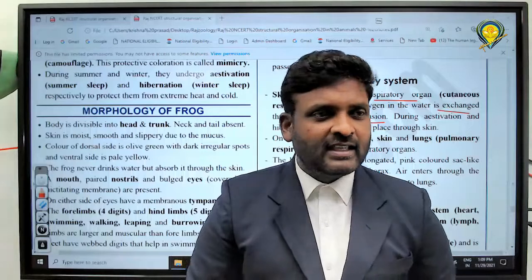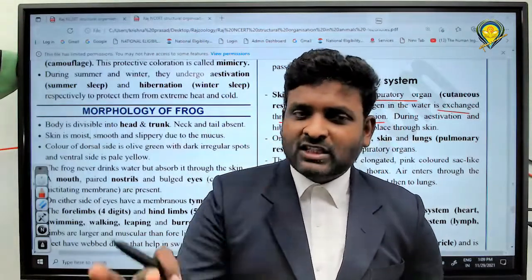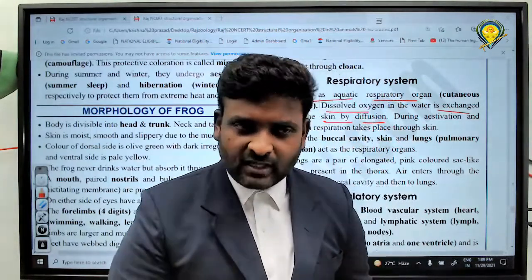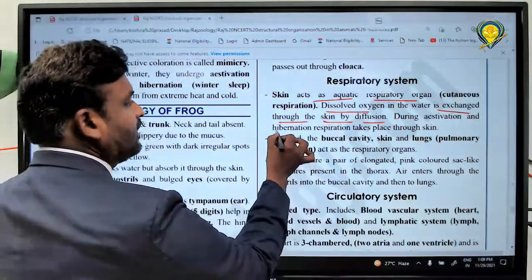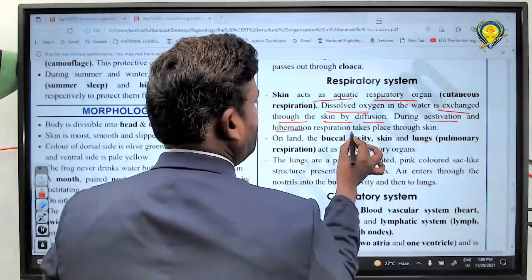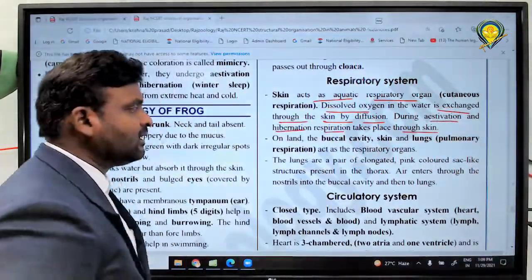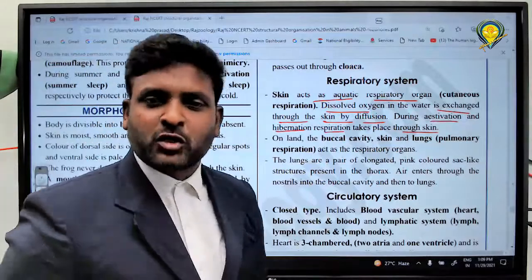Skin is the respiratory organ in estivation as well as hibernation. Guide all of you. Good. You can see it here. In estivation as well as hibernation, respiration takes place through the skin. Got it? On land, definitely you know very well.